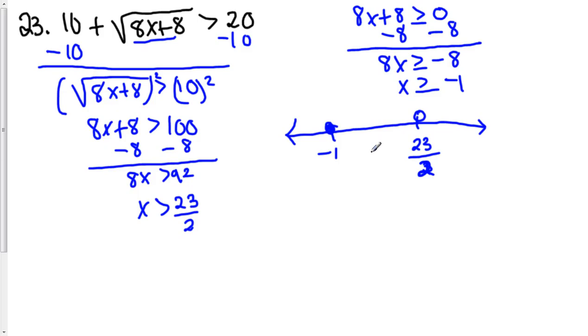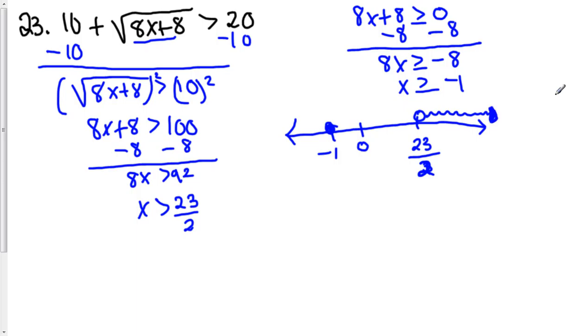I'm going to pick a number between these two. 0 is the easiest. Is 0 bigger than negative 1? Yes. But is 0 bigger than 23 halves? No. So I'm not going to shade in the middle in this case. I'm going to shade to the right because it's supposed to be greater, so it's going to the right.